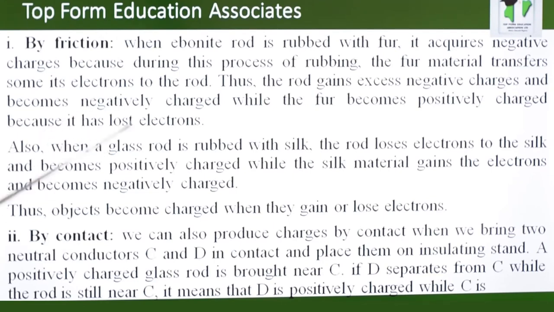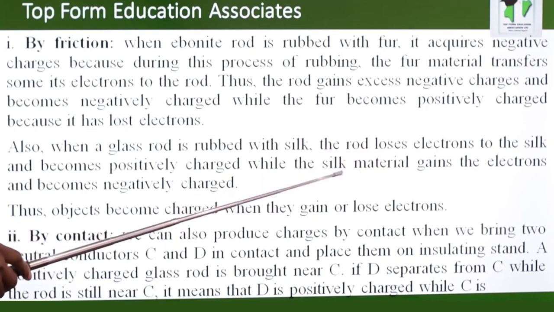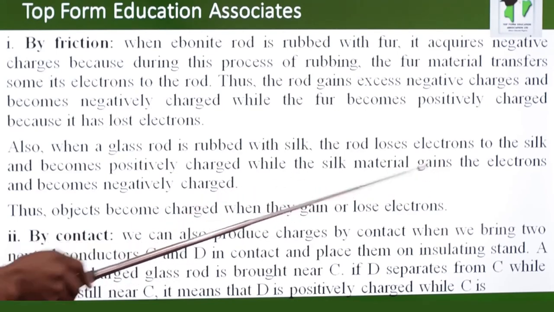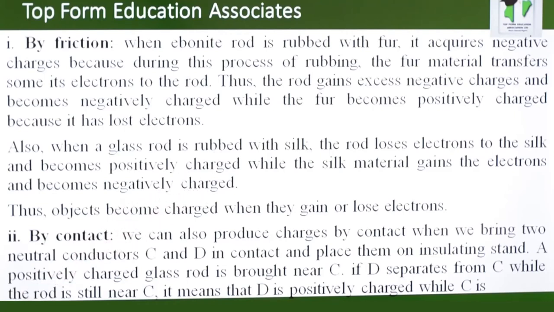In this one, we have the glass rod rubbed with silk material. The rod will now lose electrons. Yes? The rod loses electrons to the silk and becomes positively what? Charged. So the rod here becomes what? Positively charged. While the ebonite rod becomes what? Negatively charged in this process. While the silk material gains the what? Electrons and becomes negatively what? Charged. So, from here, objects become charged when they gain or lose what? Electrons. So we have said that in this process of rubbing, the ebonite rod becomes negatively what? Charged, while the glass rod now becomes what? Positively charged.